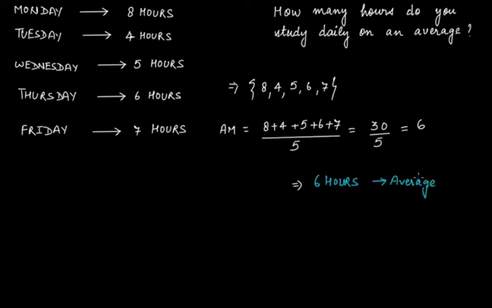So what does that mean? That means that if your average studying hours is 6 hours, on an average daily you study for 6 hours. Does that mean that on each and every day you study for 6 hours? No, because you can see here on Monday you are studying for 8 hours, then for 4 hours, then for 5 hours, then on Thursday it's 6 hours, then on Friday it's 7 hours. Not every day you are studying for 6 hours, but if I calculate an average using arithmetic mean, then that average will tell a person or anyone or even you that on an average you study for 6 hours daily.